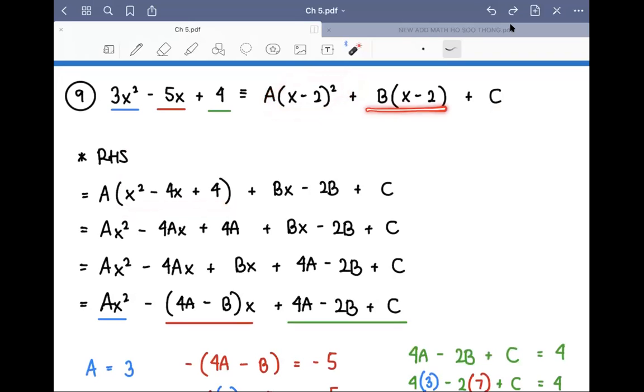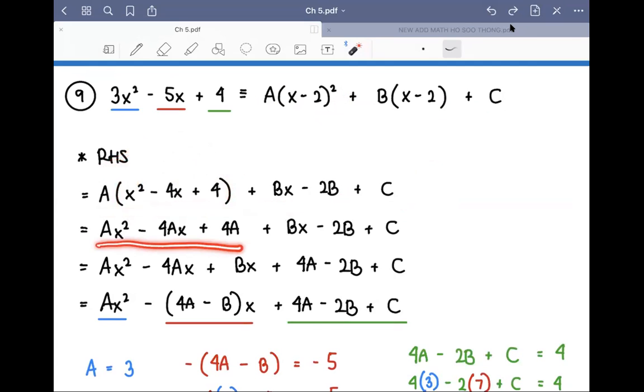And then when you expand this, it becomes bx minus 2b, and then you just bring down c. So next, we need to remove these brackets here. That means we need to distribute a inside the brackets. So that's how we got this one.